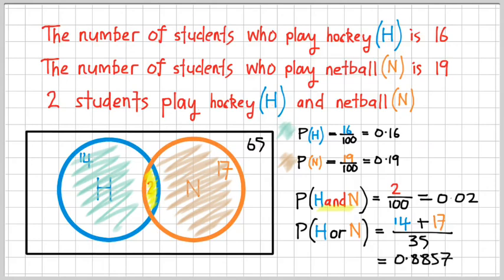Now I understand that that's an error there. What that should be is 14 plus 17 divided by 100. And you will get a different probability to 0.8857. I apologize for that. And I have a tick for the 0.02, but the one at the bottom should be a cross. But hopefully it's clear enough that you can replace the 35 in the denominator there by 100 and work out your probability.